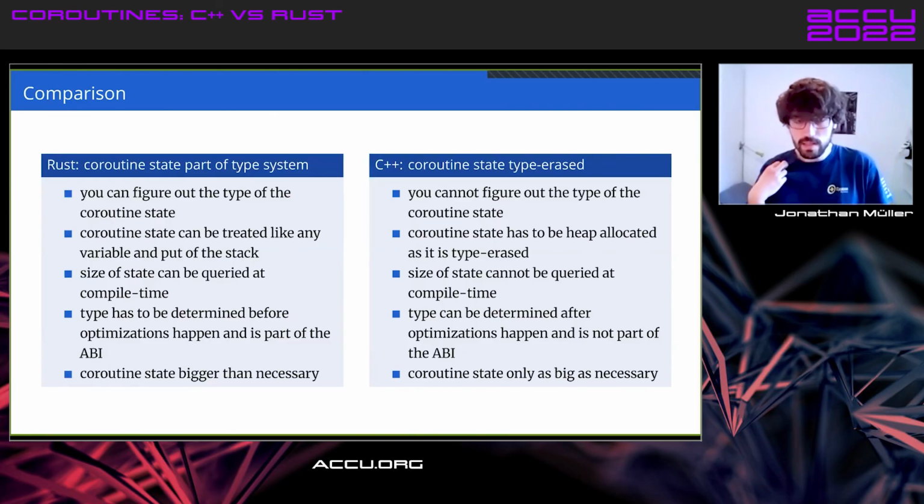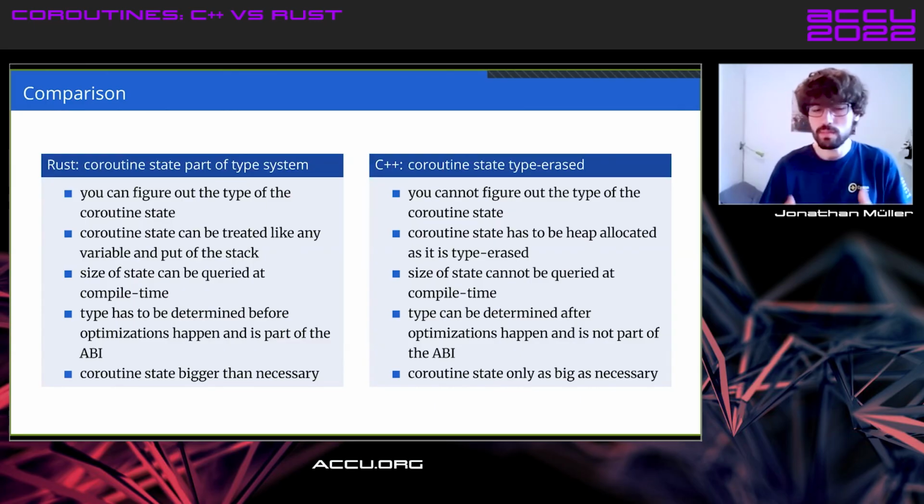However, in Rust, the type is known, so also the size of this type is known at compile time, which means that when we do front-end stuff like getting the size of the type, the compiler already needs to know the exact type of the coroutine future. This means that the coroutine future has to be built before any optimizations can happen, and it is also part of the ABI. This means that the coroutine state is potentially bigger than necessary, because it might need to store all local variables that could potentially live beyond suspension, even though a later optimization pass would move them out, right? The coroutine state has to be more conservative, bigger than necessary.